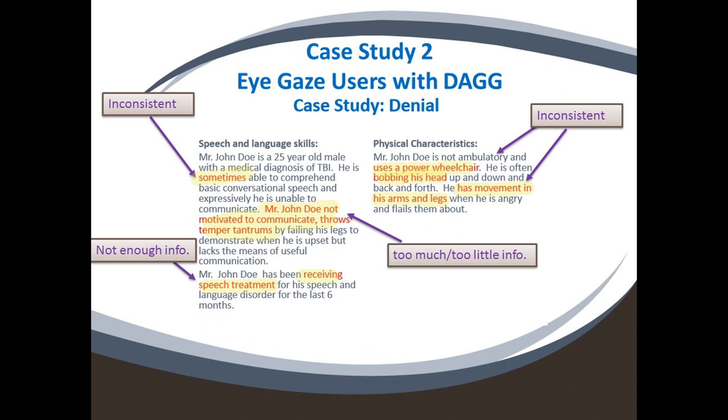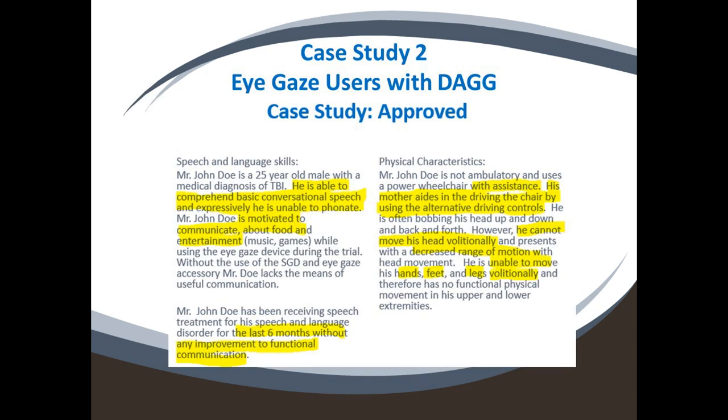So to say that he needs eye gaze but has this movement sounds inconsistent. We were able to correct that, and I've highlighted for you the areas in which we corrected. We took out the "sometimes" and just simply state it. We talked about what he is motivated to communicate about, food and entertainment.